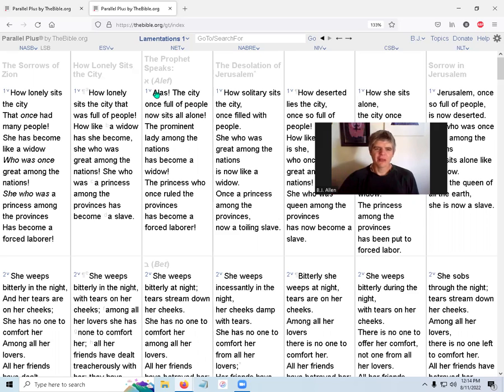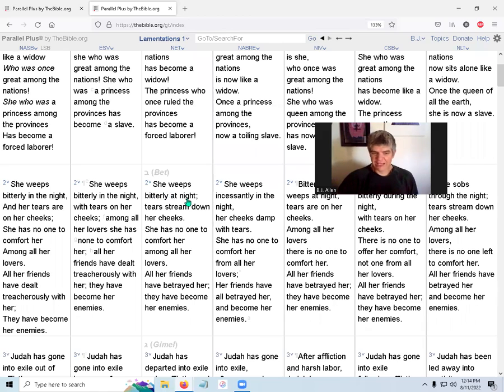We'll read two verses. Alas, the city once full of people now sits all alone. The prominent lady among the nations has become a widow. The princess who once ruled the provinces has become a forced laborer. Once full of people, now alone. Prominent, now a widow. The princess who ruled, now a laborer. That's no good. She weeps bitterly at night. Tears stream down her cheeks. She has no one to comfort her among all her lovers. All her friends have betrayed her. They have become her enemies.